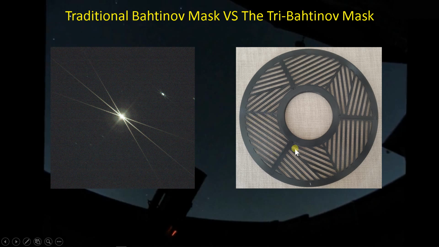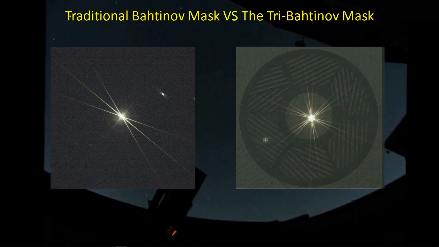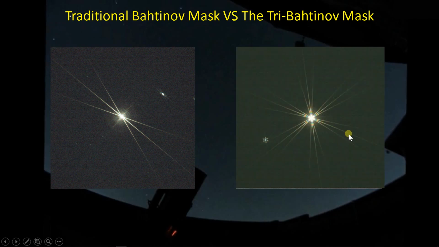This section over here has the straight lines, the two angled lines coming in, and this section up here has the straight lines with the two lines coming in. And of course, when you put this mask over the aperture, this is what you get. You get three sets of the traditional diffraction spikes.